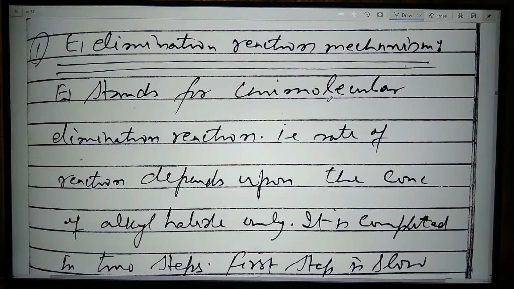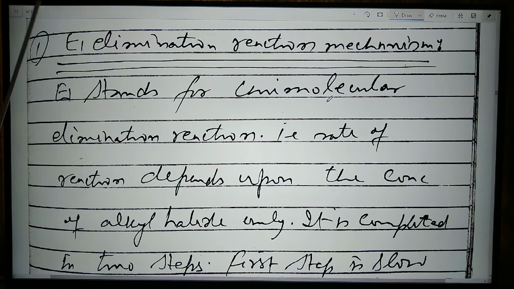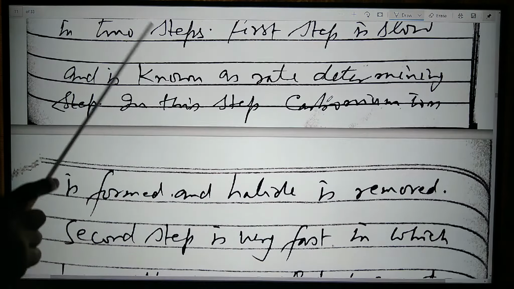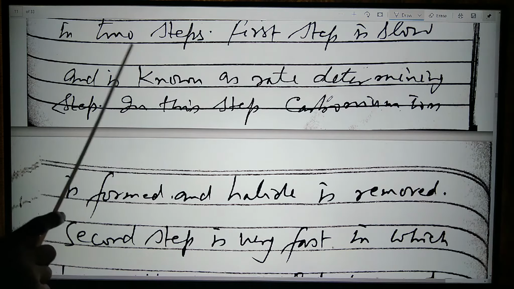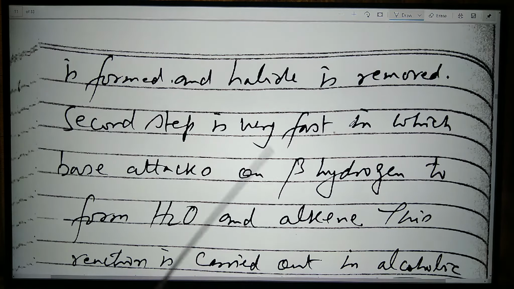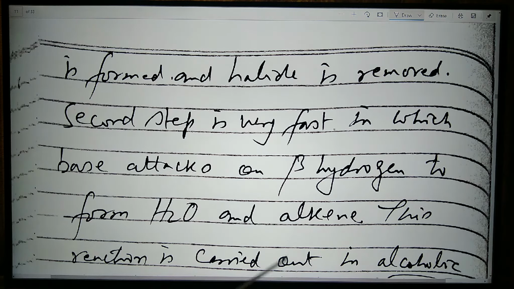Similarly, in this case, the first one, the E1 elimination reaction. E1 stands for unimolecular elimination reaction. That is, the rate of reaction depends upon the concentration of alkyl halide, that is the substrate only. It is completed in two steps, like SN1. The first step is slow, that is the rate determining step. That is, this OH attacks the beta hydrogen.